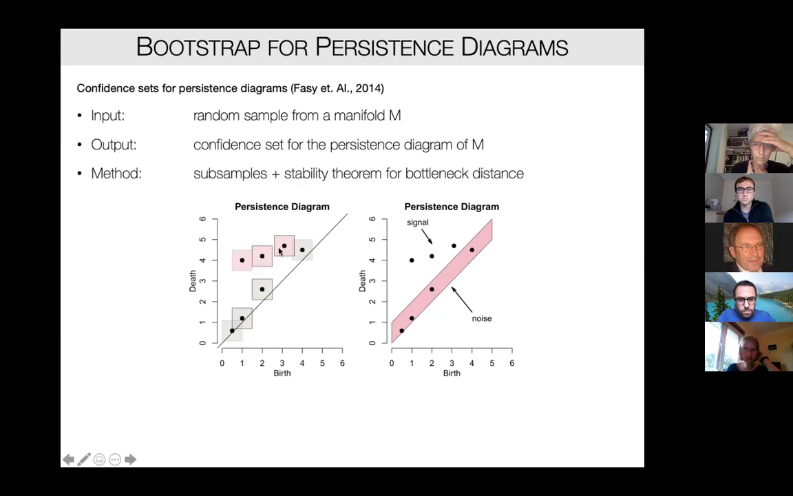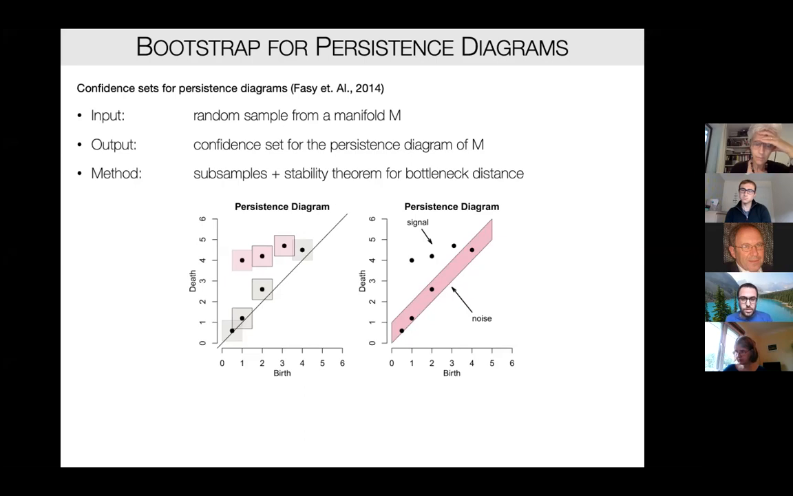And so if you have a point and you draw a square around it, you can say that, okay, within this square, there should be a feature in the original manifold. And this also allows them, at the end of the day, to derive this band that you see here, such that they say, okay, if points are within this band away from the diagonal, then we will consider it as noise because it's not an original feature in the manifold, but everything else will be considered the signal, as something that comes from the manifold.